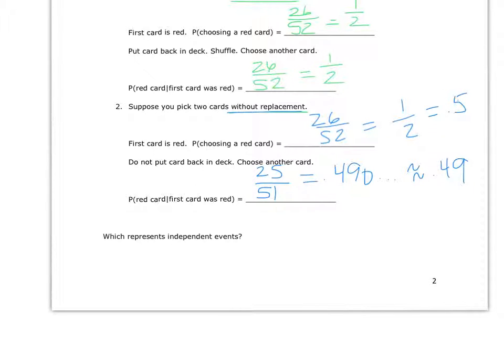We had probability of 0.5 that the first card was red, but given that we're drawing another time and the first card was red, we have a different probability. So we want to look at these two scenarios and determine which of these is representing independent events, and we can see that it's when we pick with replacement. So picking or choosing two cards with replacement.